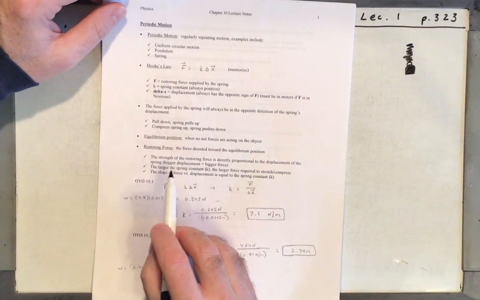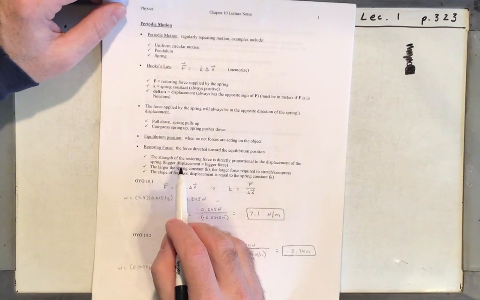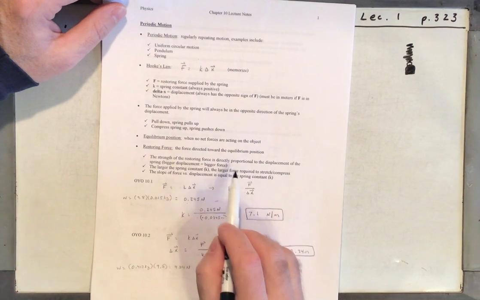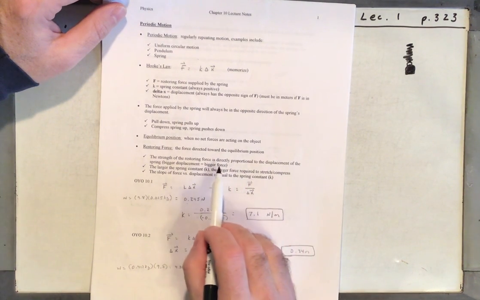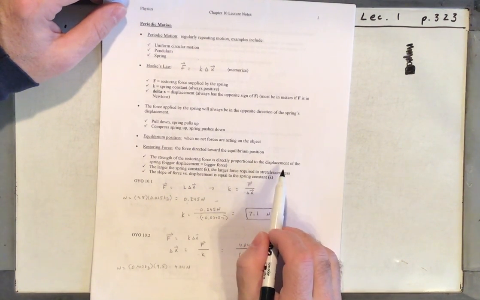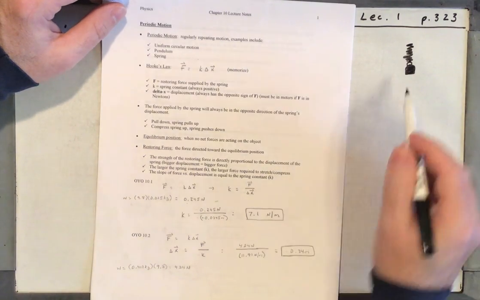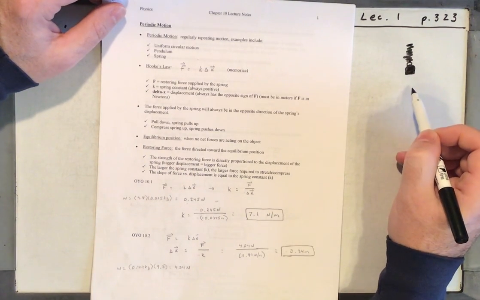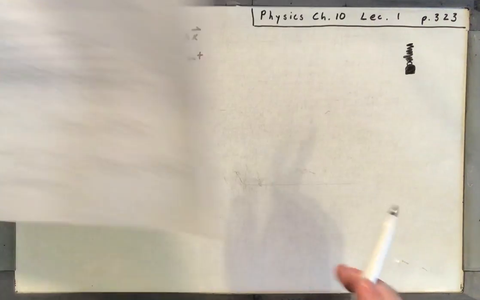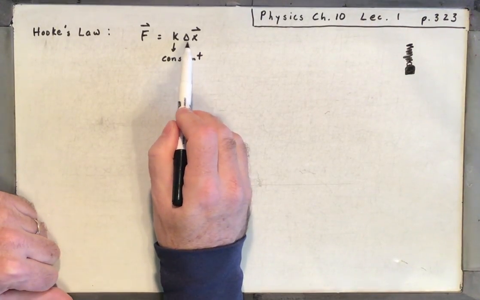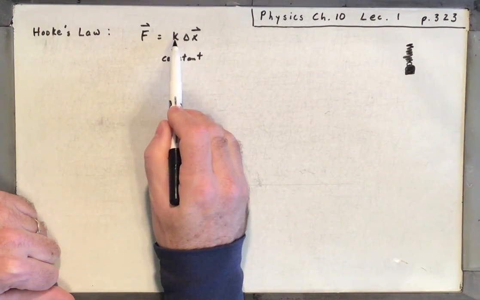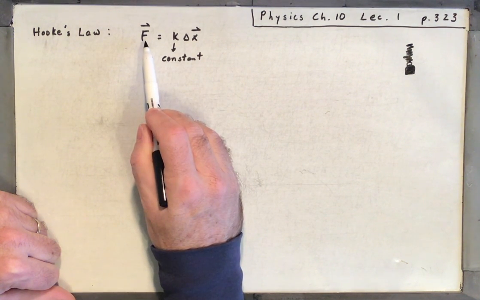All right. The strength of the restoring force is directly proportional to the displacement. All right, so the more you pull it down, the greater the force. And that makes sense with the math here. If I increase delta x, if this number stays constant, then the force is going to increase.